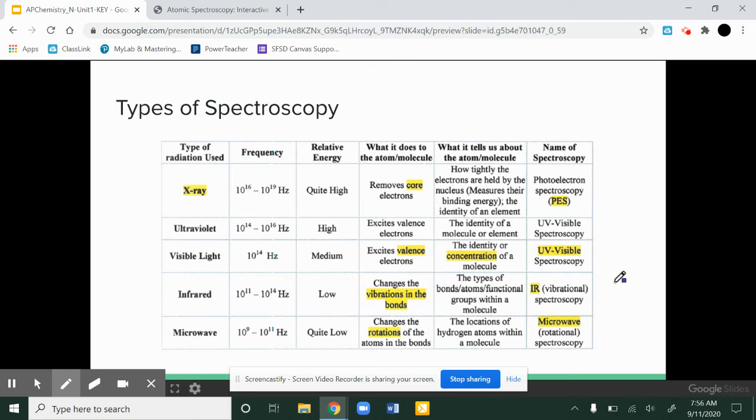This is a quick review of the different types of spectroscopy. We're going to go back and review a lot of these in greater detail when we get to labs that involve different types of light. The biggest thing to know is that PES uses X-rays, and it's better for identifying sublevels, whether the electrons are in 1s, 2s, 2p, giving that detailed information.